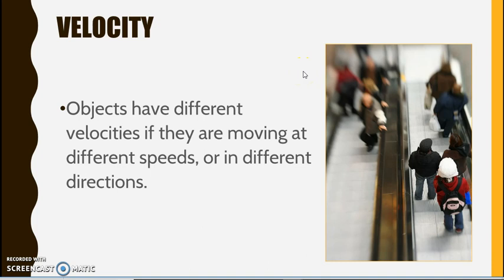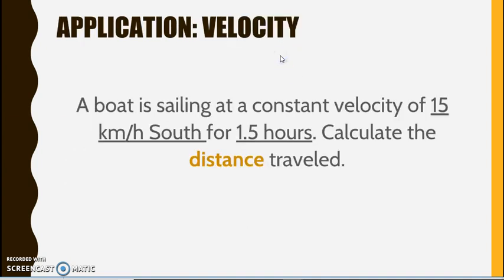Objects have different velocities if they're moving at different speeds, obviously, or in different directions. If we have the same speed, 45 miles per hour north, and you're going 45 miles per hour south, even though we have technically the same speed, 45 miles per hour, we have two different velocities because you're going south and I'm going north. So velocity is literally just speed plus a direction. Pretty simple. The math is the same.